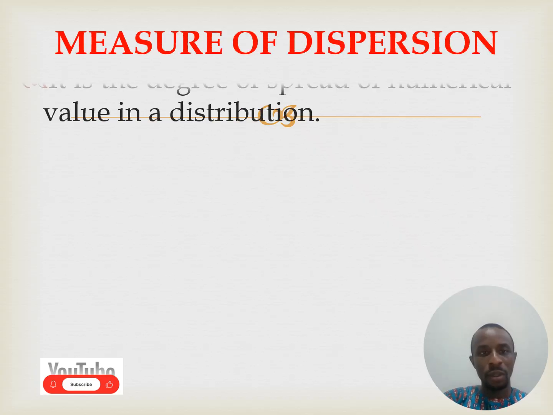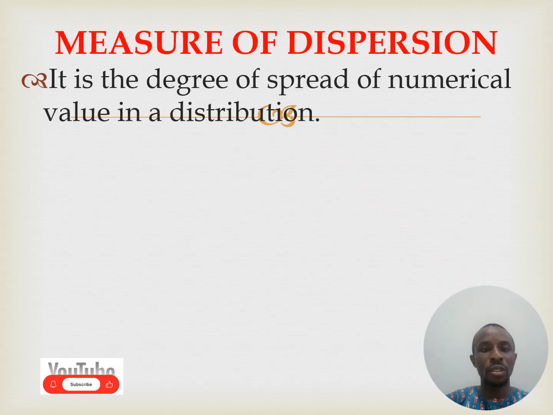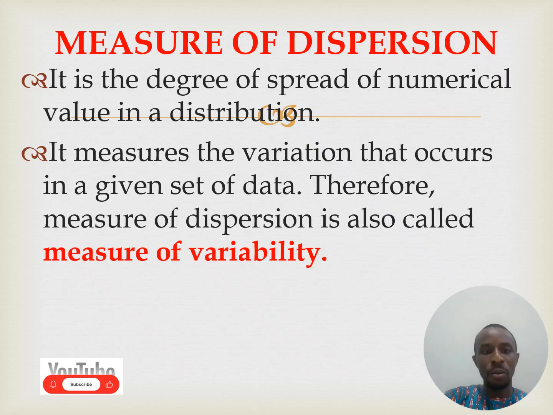The definition now. Measure of dispersion shows the degree of spread of numerical values in a distribution. It shows how the numbers are spread in a distribution, how close or far the numbers are from the arithmetic mean, which is noted by X bar. And we have three of them: mean deviation, variance, and standard deviation. Measure of dispersion can also be called measure of variability.